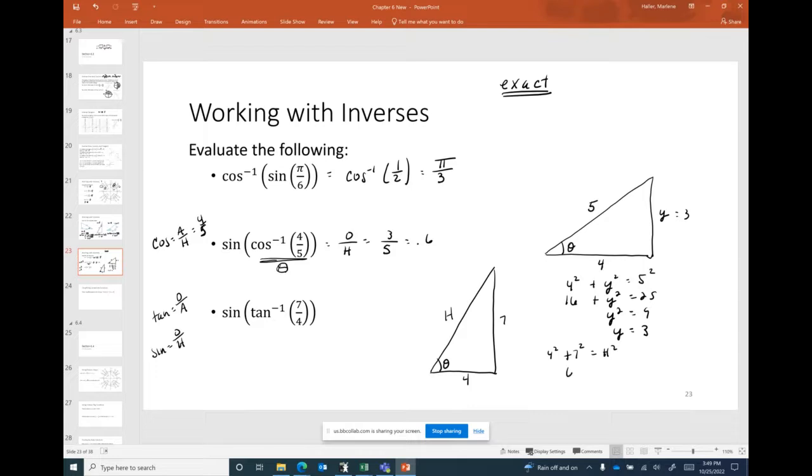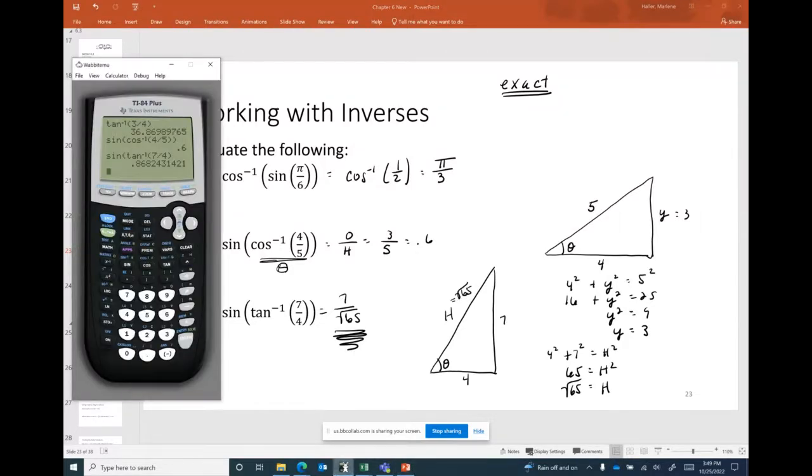That's 16 plus 49. That's 65. Take the square root. The hypotenuse is going to be the square root of 65. And I don't care about negative here, because I'm in quadrant 1. So that tells me that the sine, which is opposite over hypotenuse, is going to be 7 over the square root of 65. If I want an exact answer, I need this, not that ugly decimal.